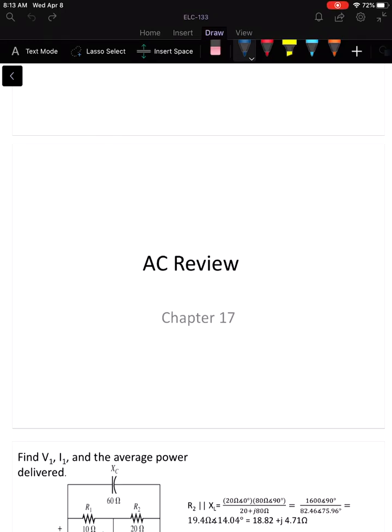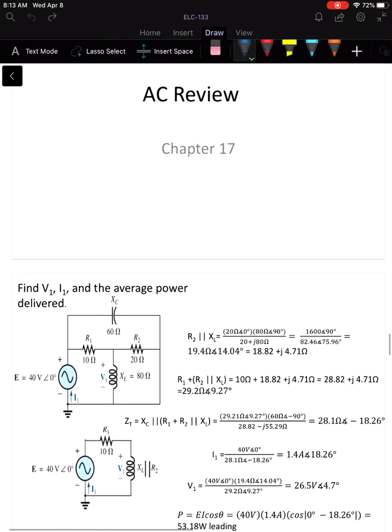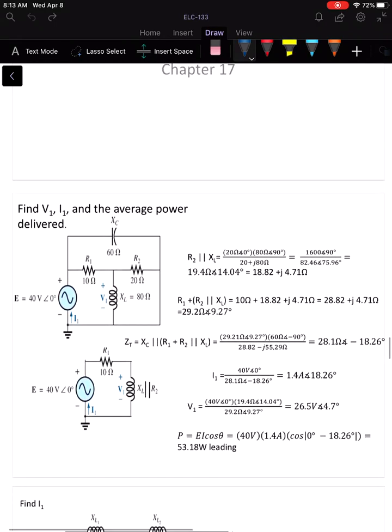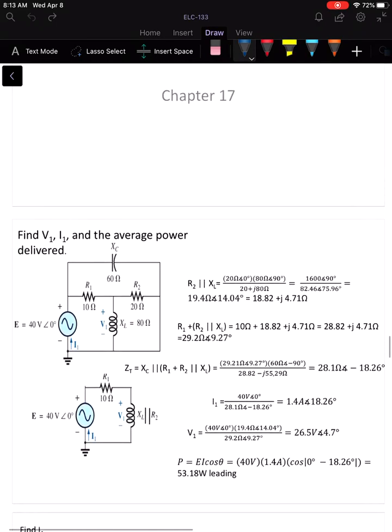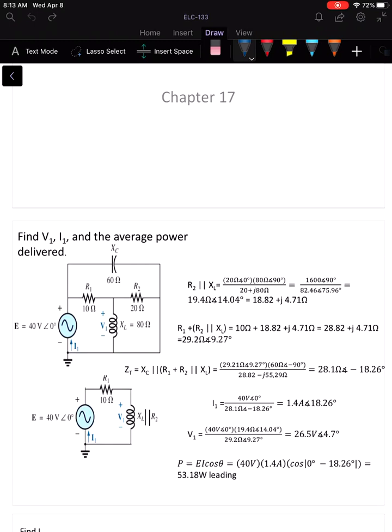Let's look at a couple series parallel AC problems for review. So here, let's just kind of talk through the solution on this one. We're looking for I1, which appears to be the source current right there under the source, and then we're looking for V1, which is the voltage across our inductor.